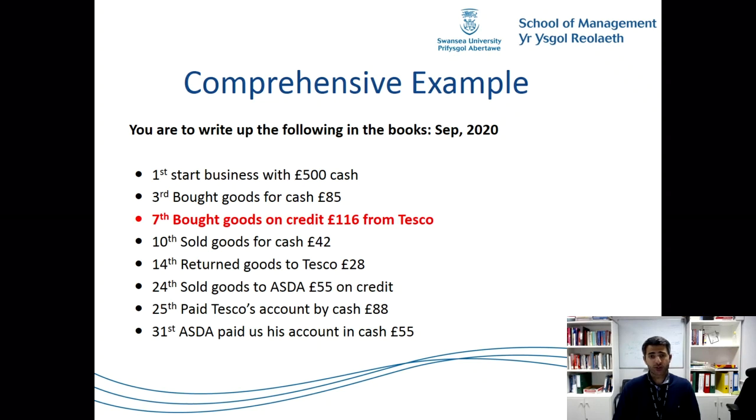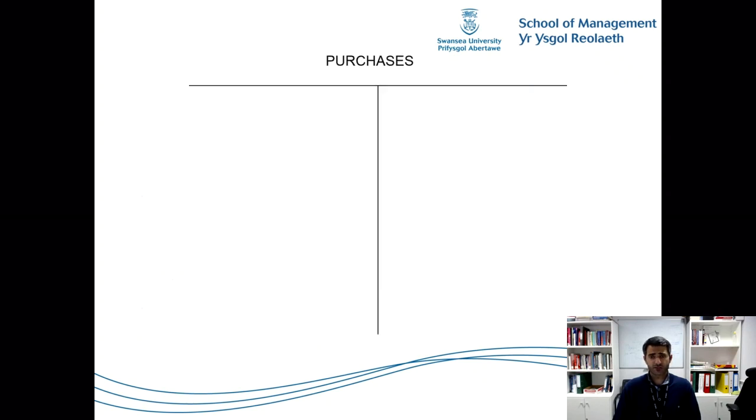The third transaction, on 7th of September, what happened? We bought goods, but now on credit, £116 from Tesco. In this case, you need to identify the two accounts here. When the transaction tells you bought goods, this means purchases is involved. But how about the other account? For purchases, again, you don't need to open a new one. You've already opened it, so you just need to add.